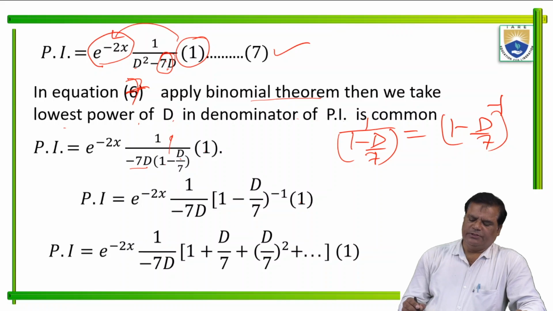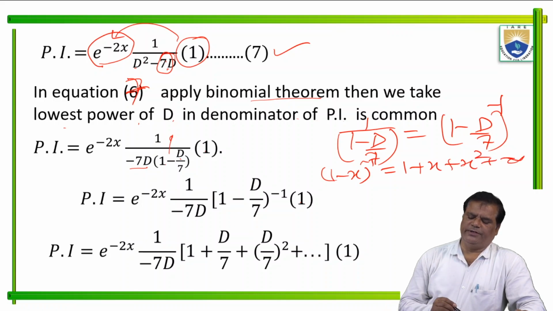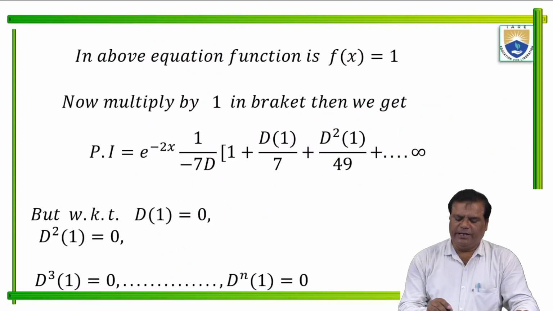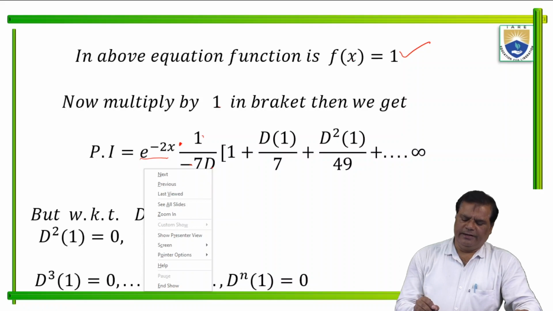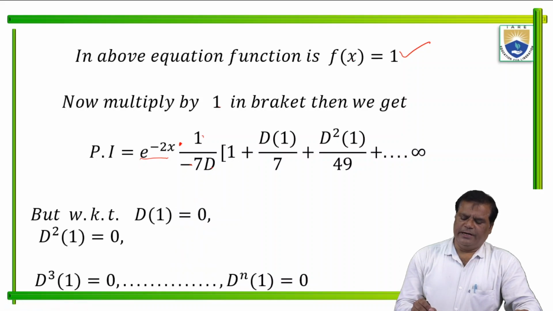Here we apply the formula: 1 minus x to the power minus 1 is 1 plus x plus x square plus x cube and so on up to infinity. So here we are using this formula: 1 plus D by 7 plus D by 7 whole square and so on, into 1. Now multiply by this constant to this bracket. In the above equation function f(x) is 1 here. So now multiply 1 in bracket, then we get P.I. equal to e to the power minus 2x into 1 upon minus 7D, and in bracket 1 plus D by 7 plus D square by 49 and so on.